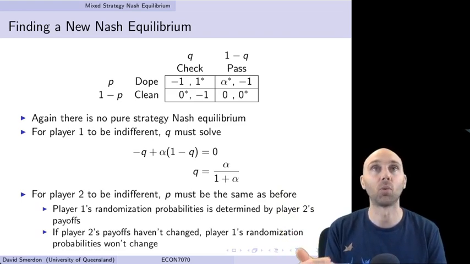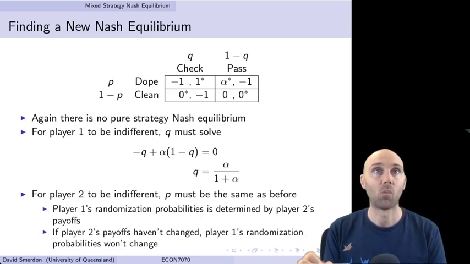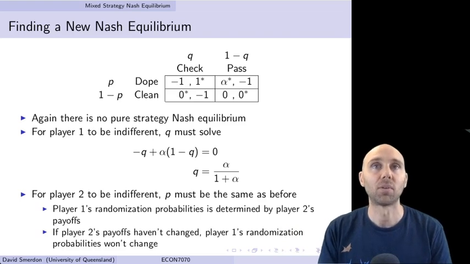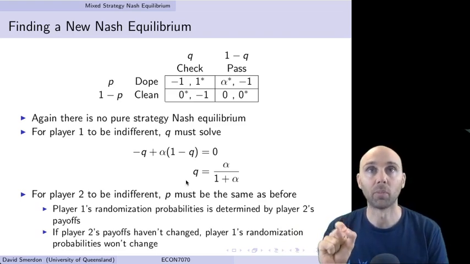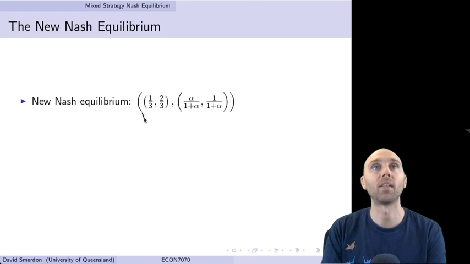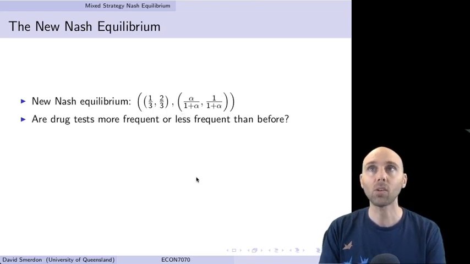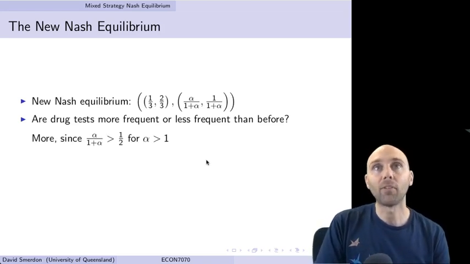Remember the example of choosing the weighting of your marks, all tutorial participation or all final exam or some mix of the two. Well, if you got 90% in both of these, it doesn't matter which category you choose actually. So it's the same thing here. That proportion that you choose in equilibrium is determined by the other player's payoffs. So we end up with a new Nash equilibrium where player 1's strategy profile doesn't change, but player 2's, the officials, does change. The question is, are drug tests more frequent or less frequent than before? Well, before we had a case where this was equal to a half. Now it's equal to alpha over 1 plus alpha. But alpha is greater than 1.